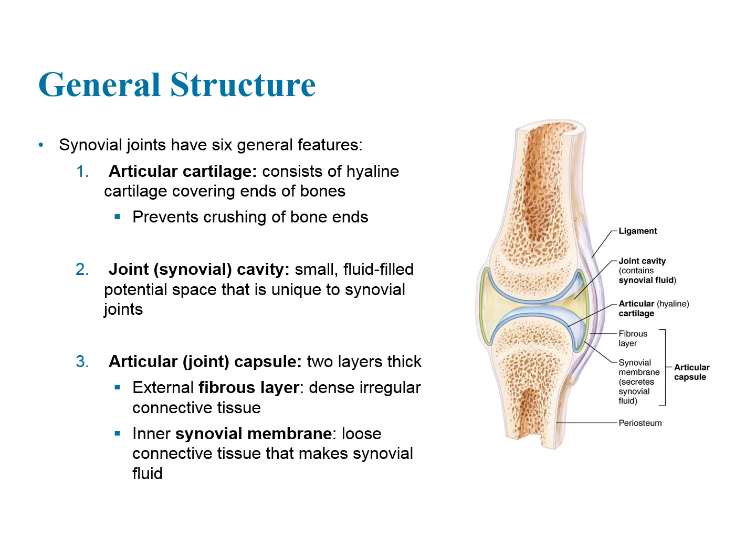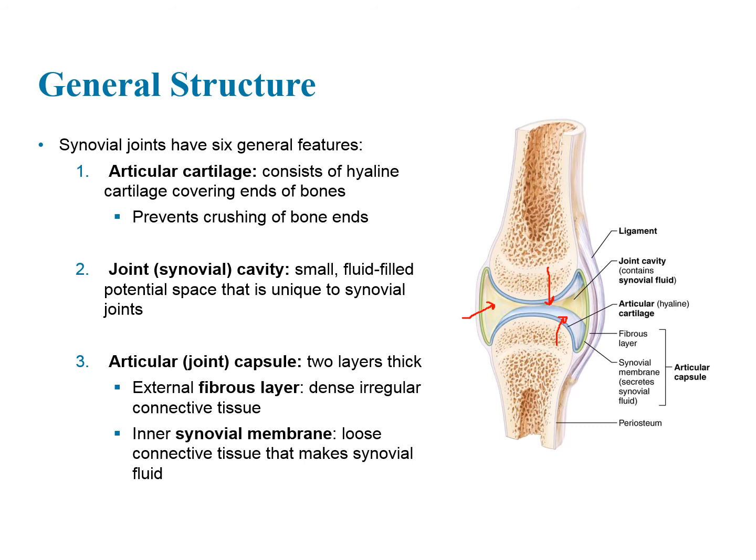Your synovial joints have 6 structural features that you should be familiar with. The first is that the ends of the bones in these joints have a layer of articular cartilage in them. That's the blue layer that you see here. It consists of hyaline cartilage, and it prevents the bone ends from getting crushed during movement. The second structure that you should be familiar with is this, the synovial cavity. This is a small fluid-filled space that is unique to your synovial joints, and none of your other joints have it.